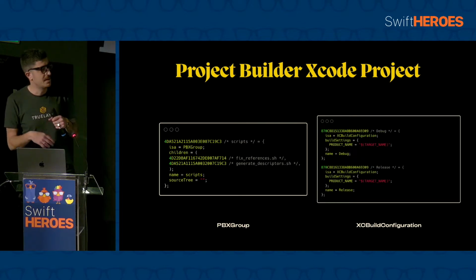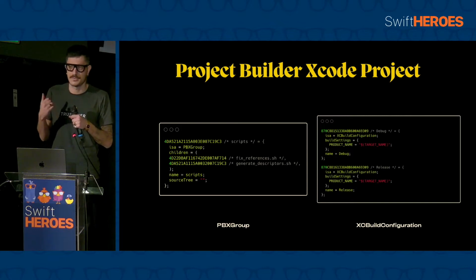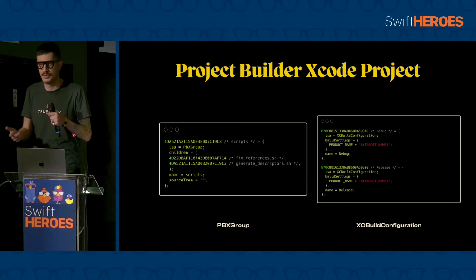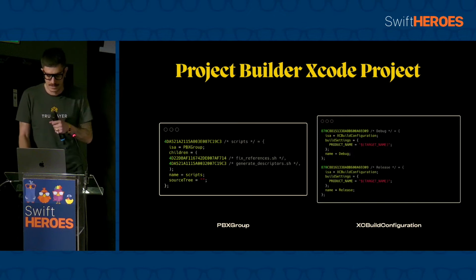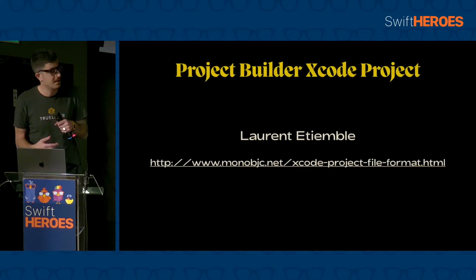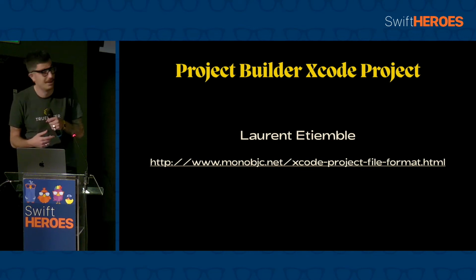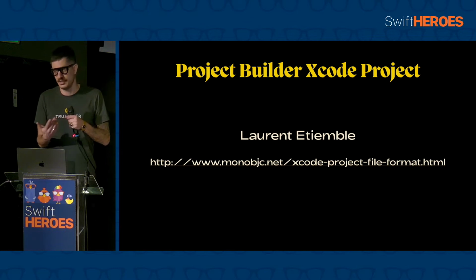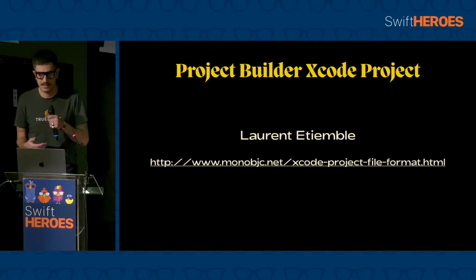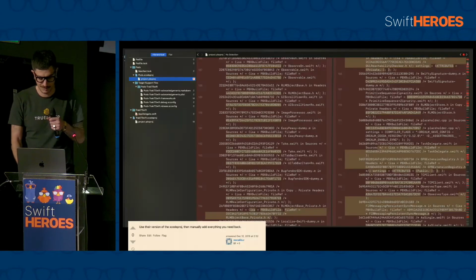And then there's a bunch of these objects. We have objects for configuration files, for schemes, for targets. So it's all over the place. If you hate yourself and you want to know more about this thing, there's this article by Laurent Etienne. Hopefully I'm pronouncing his name right. He did a deep dive on this. Really boring stuff, but who am I to judge?